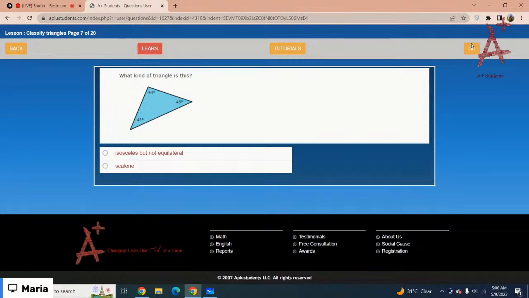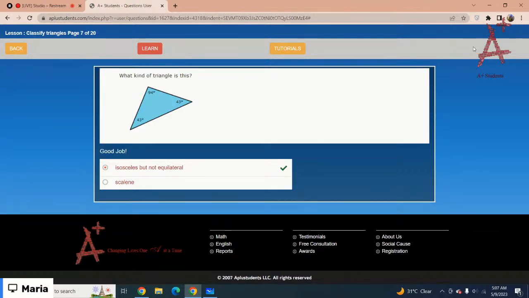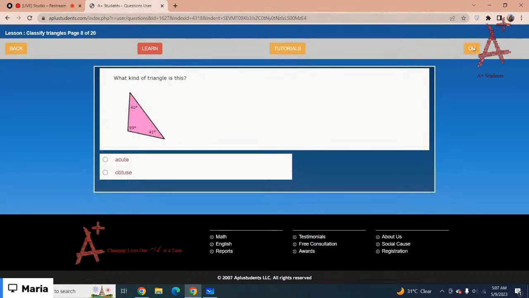Okay, what kind of triangle is this? Isosceles but not equilateral, or scalene, which is the correct option? Yes, that would be option number 1. That is an isosceles triangle, but not the equilateral. Option number 1 is the correct option, because two of the angles are equal in measure. What kind of triangle is this? Acute, obtuse?